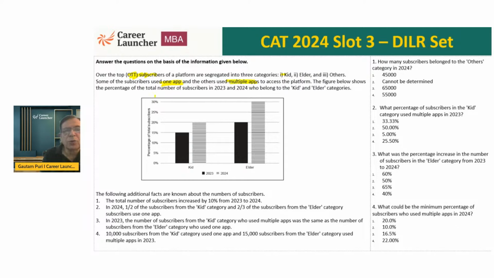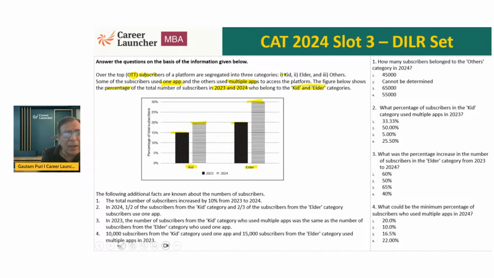The figure given below shows the percentage of total number of subscribers in 23 and 24 who belong to kids and elders category. Now, क्या दिया हमको? Percentage of total number of subscribers. What does that mean? In 2023, the number of kids was 15% of the subscribers, and in 2024, this was 20% of the subscribers. The percentage of elders in 23 was 20% and 24 was this much.